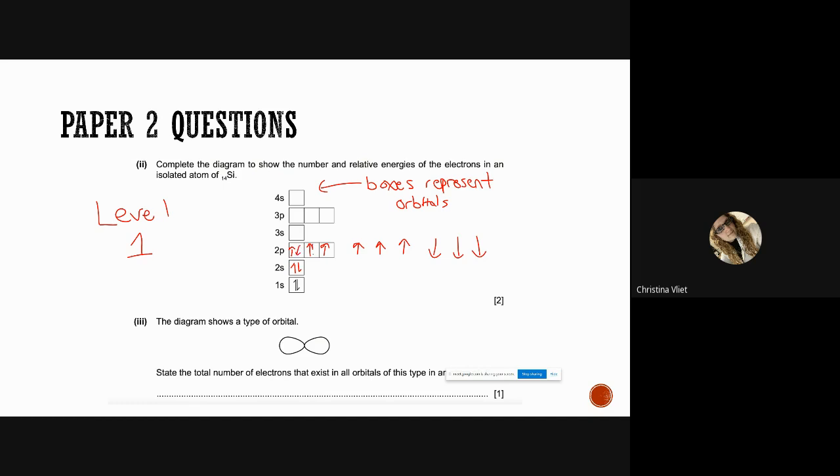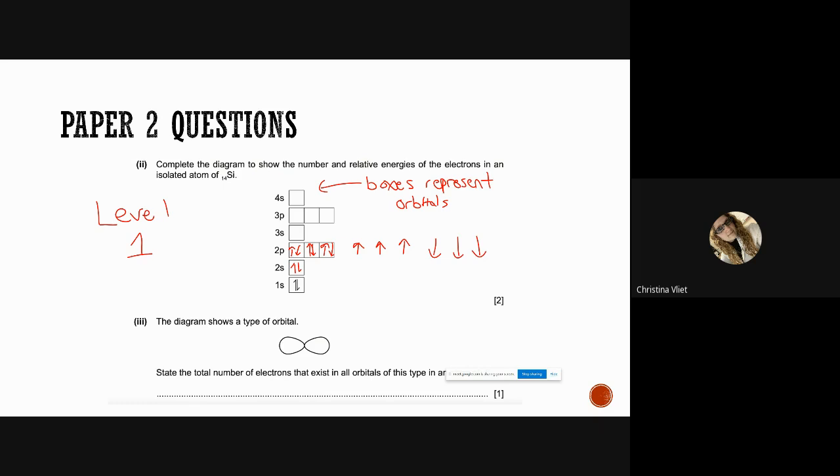Does anybody remember why? Why do I fill 1 electron in each box before putting the second electron? It's because electrons repel each other. So at the same energy, they prefer to be in different spaces, different orbitals if possible. So you always fill 1 electron in each box first before putting 2 in any box. That had a fancy name. It was called Hund's rule. I don't need you to know the name of the rule, but I do want you to know the idea because it's part of the assessment here.